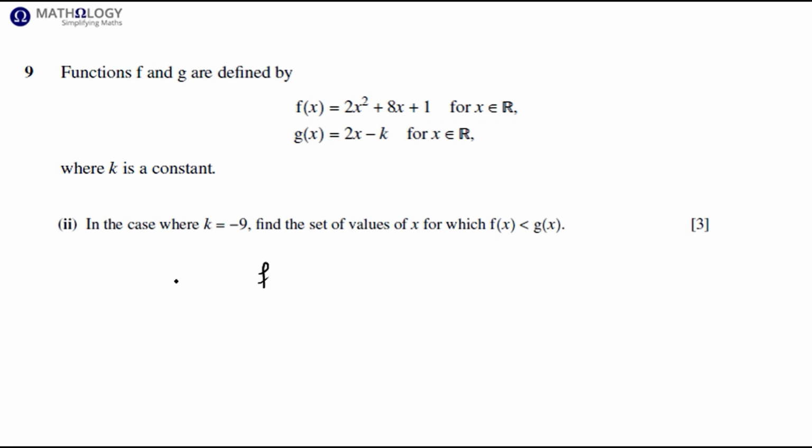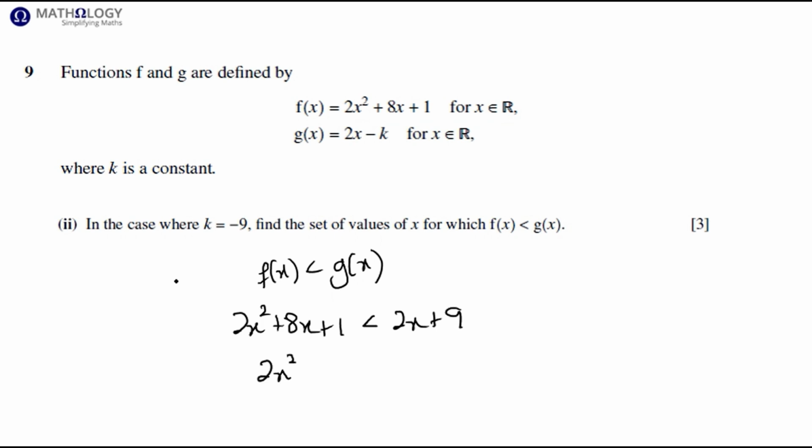Next, in the case where k equals minus 9, find the set of values for which f of x is less than g of x. So again, we can do this both algebraically or graphically, and we'll do it algebraically first. So 2x squared plus 8x plus 1 is less than 2x minus 9, so it's going to be 2x plus 9. We can then get a simplified quadratic expression, 2x squared plus 6x minus 8 is less than 0.